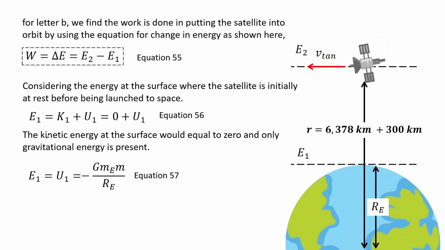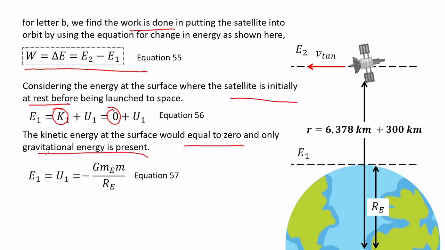For letter B, we find the work done in putting the satellite into orbit by using the equation for change in energy as shown here in equation 55. Considering the energy at the surface where the satellite is initially at rest before being launched to space, shown in equation 56, the kinetic energy at the surface would equal zero, and only gravitational energy is present. So we can write that the mechanical energy at the surface of the Earth is given by equation 57, which is just the gravitational potential energy.